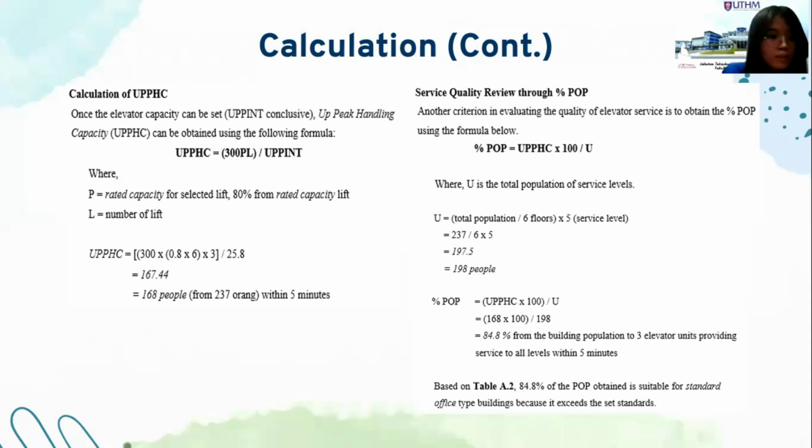Therefore, the UPPHC is equal to 168 people within 5 minutes. For the service quality review through percentage of population, the UPPHC is 198 people and the percentage of population is equal to 84.8% of the building population, with 3 elevator units providing service to all levels within 5 minutes. Based on table 8.2, the 84.8% of the population obtained is suitable for standard office type buildings because it exceeds the standard.